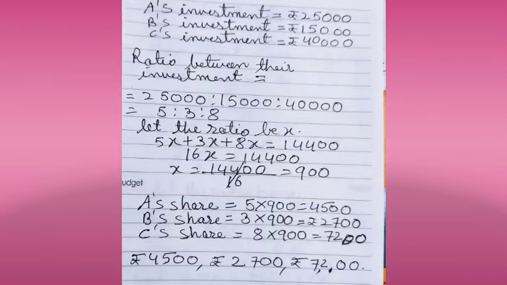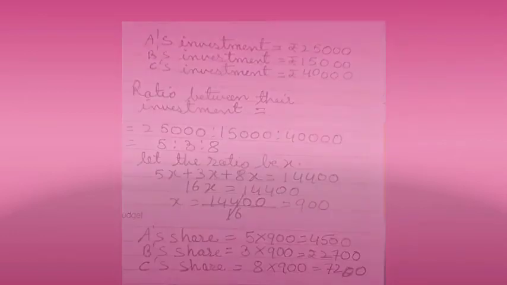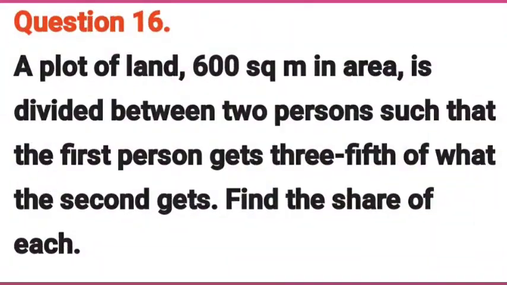So A's share will be equal to 5 into 900, that is 4,500. B's share will be equal to 3 into 900, that is rupees 2,700. And C's share is equal to 8 into 900, that is 7,200. Clear?